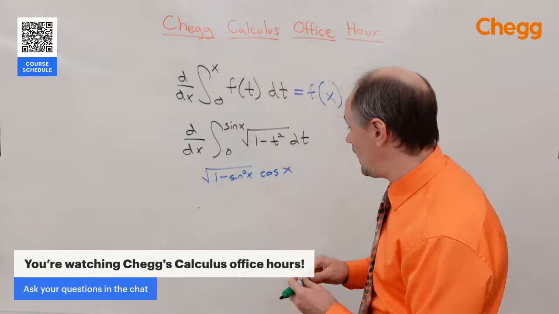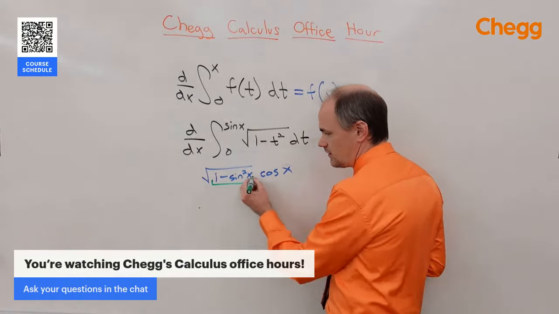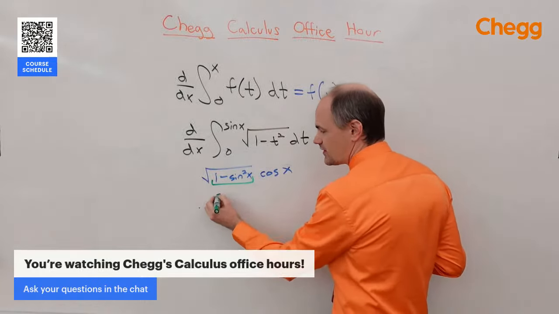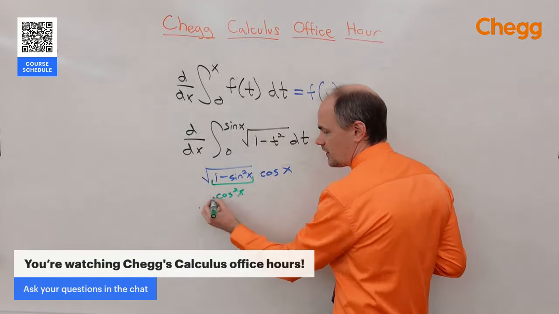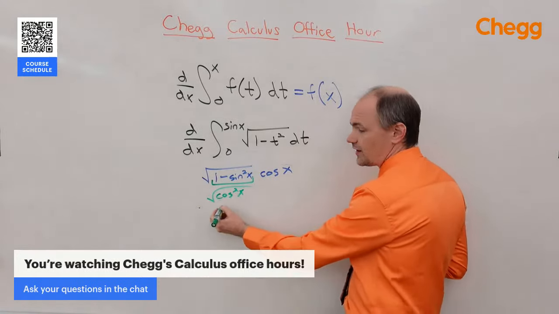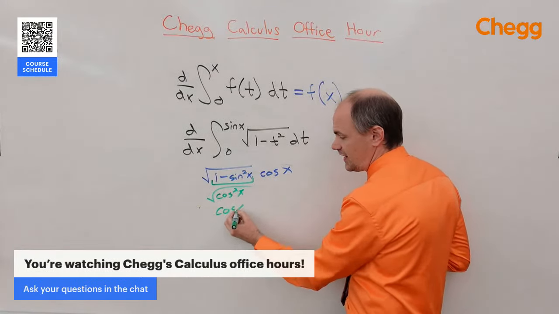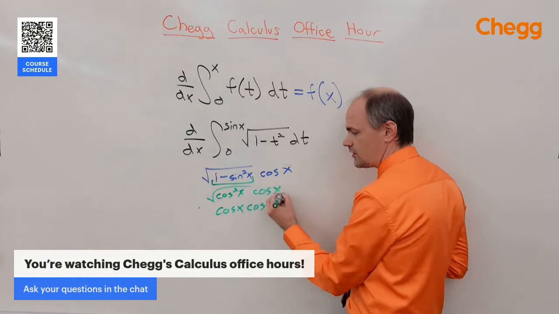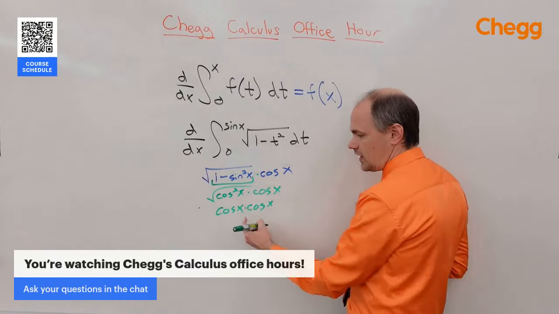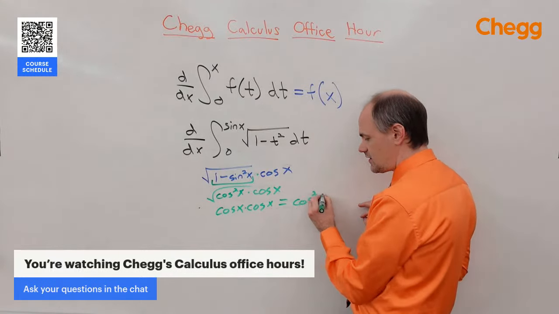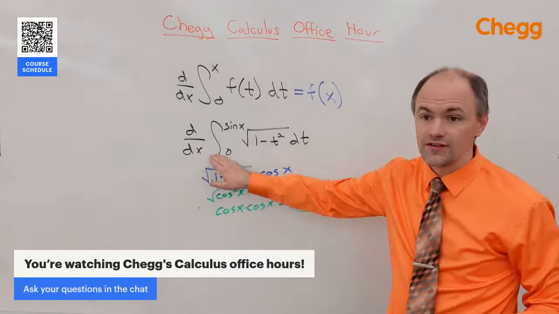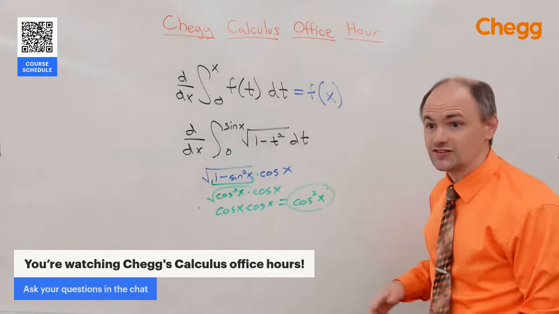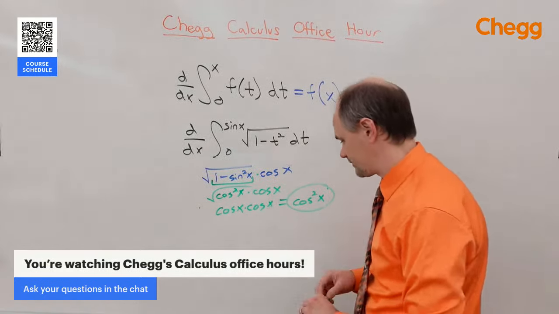For example, 1 minus sine squared, that's a Pythagorean identity. It's our favorite trig identity. 1 minus sine squared is cosine squared. But cosine squared under the square root, that's just cosine x times another cosine x. And cosine times cosine is cosine squared x. So the derivative of the antiderivative of this function going from 0 to the sine is cosine squared of x.